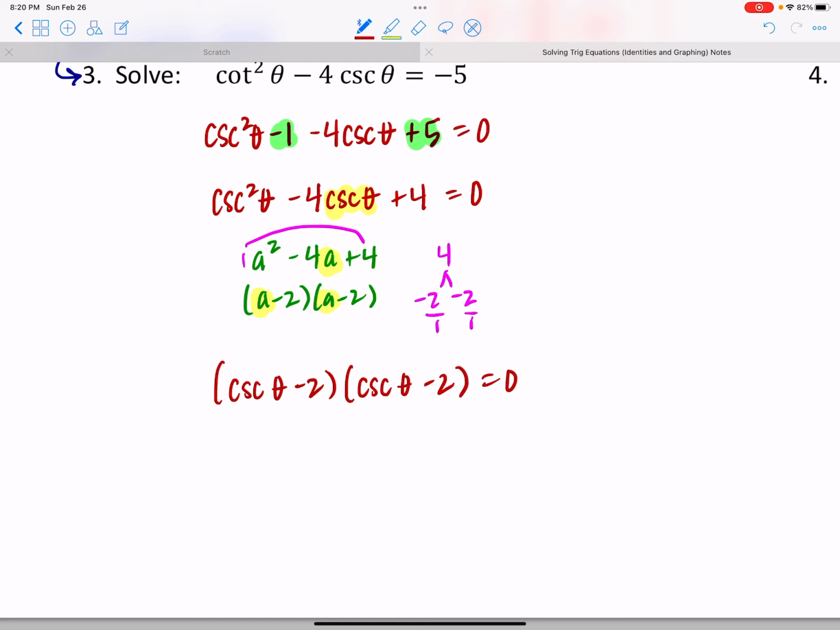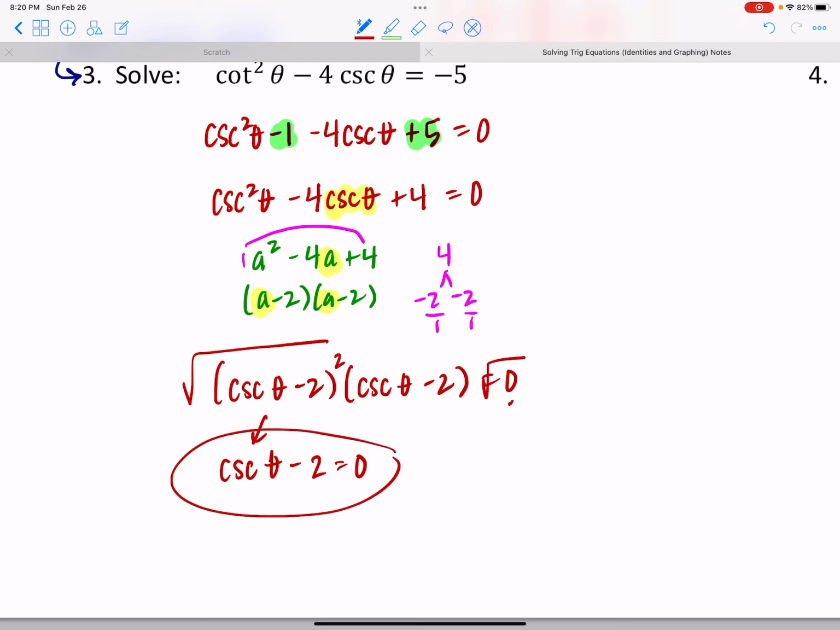From this point, we know we're trying to make each of the factors equal 0, so what's going to make cosecant theta minus 2 equal 0 is going to be enough. If you had written this as a square, then you could take the square root of both sides, with the square root of 0 being 0 is going to leave you just one of those factors to solve anyway. So however you want to write that and continue would be totally fine.